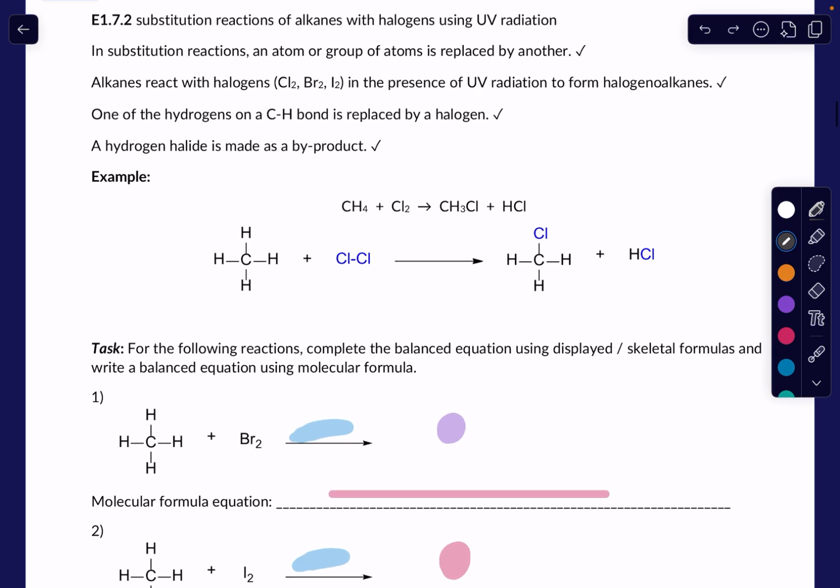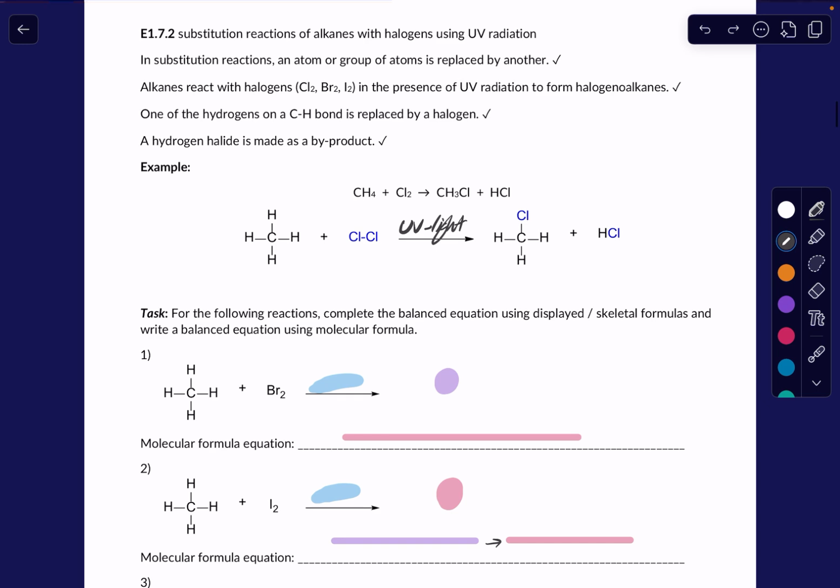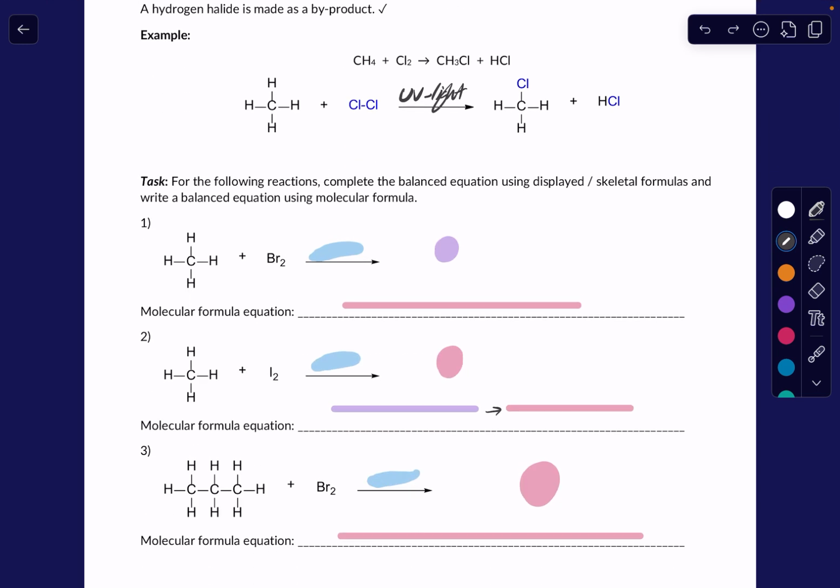So you can see with methane, I've got CH4 plus Cl2, chlorine gas, and I'm going to put UV light here. This is the important bit. I'm going to keep trying to add it so that you guys don't forget this. And then I'm going to make methyl chloride and HCl, or chloromethane. For the reactions, I want to show you how to do the products.